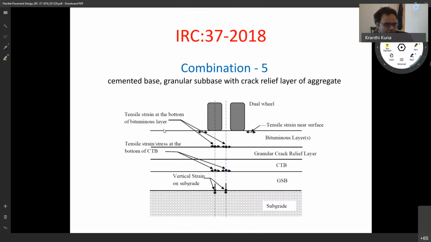Another one is the cemented base with granular subbase. It is the same as the case we discussed earlier with the CTB and CTSB. We do not run the fatigue analysis for CTSB. We run it only for CTB, because CTSB has less cement than CTB. So it does not usually fail in fatigue, because it acts more as a strong granular material rather than a bound material.